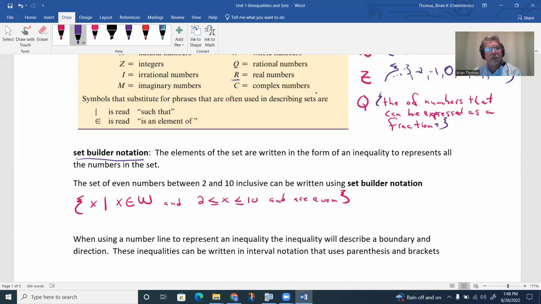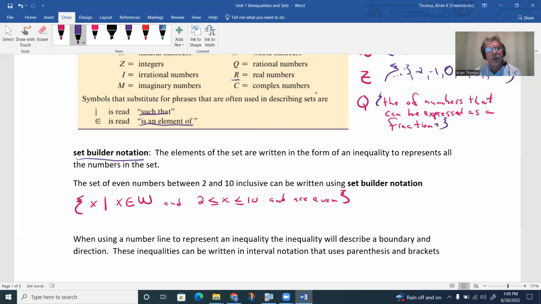The set of even numbers between 2 and 10 inclusive can be written using set builder notation. Notice how we have the set of x's. This vertical bar is read as "such that." So we have the set of x's such that x, and then this little e, sometimes called the epsilon symbol, stands for the words "is an element of." Again, the set of x's such that x is an element of W.